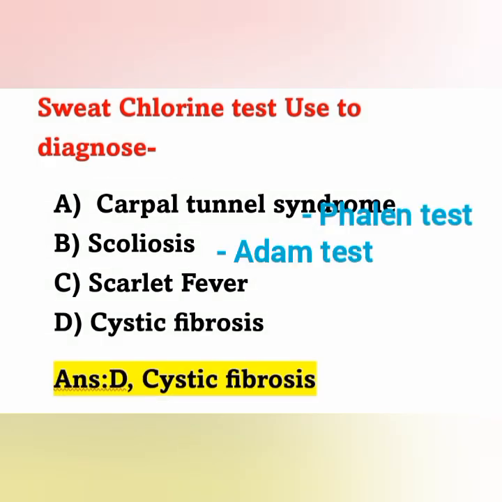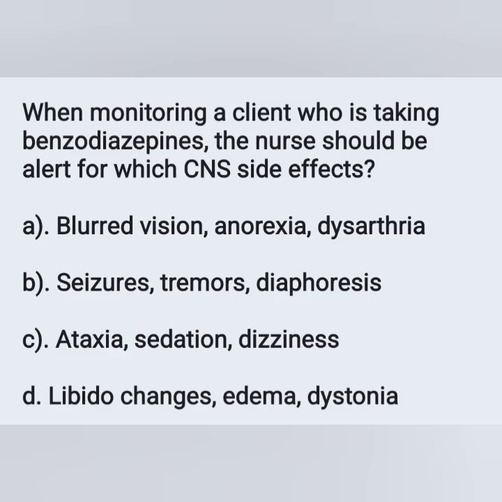Sweat chloride test is used to diagnose cystic fibrosis. Phalen test is used to identify carpal tunnel syndrome. And Adams test is used to find out scoliosis. And for scarlet fever, the Dick test. Move on to the next question.